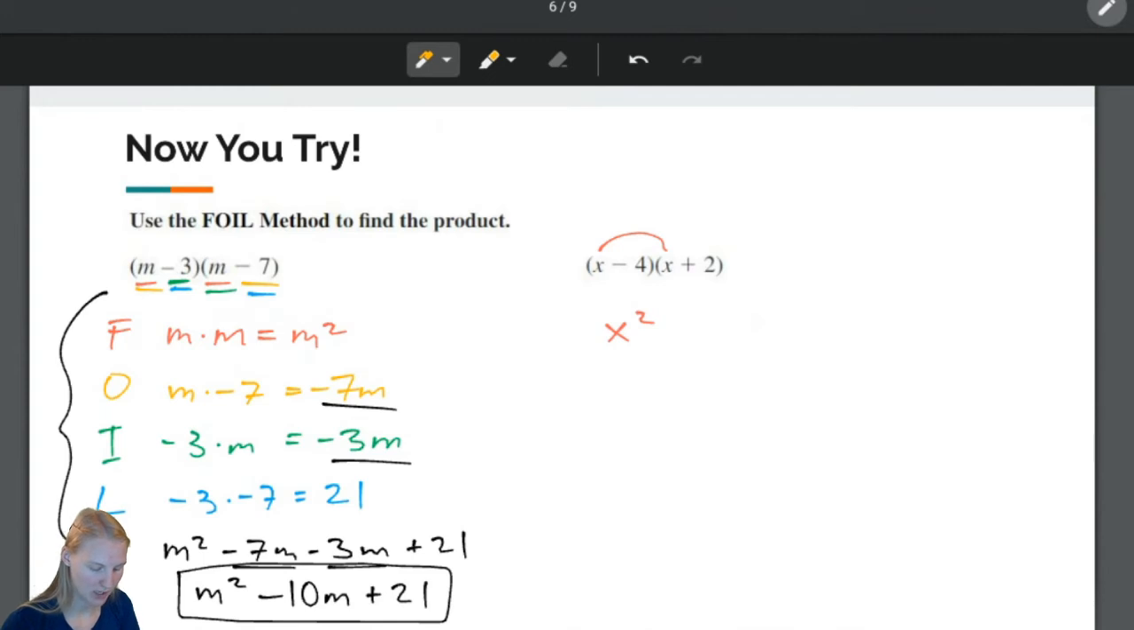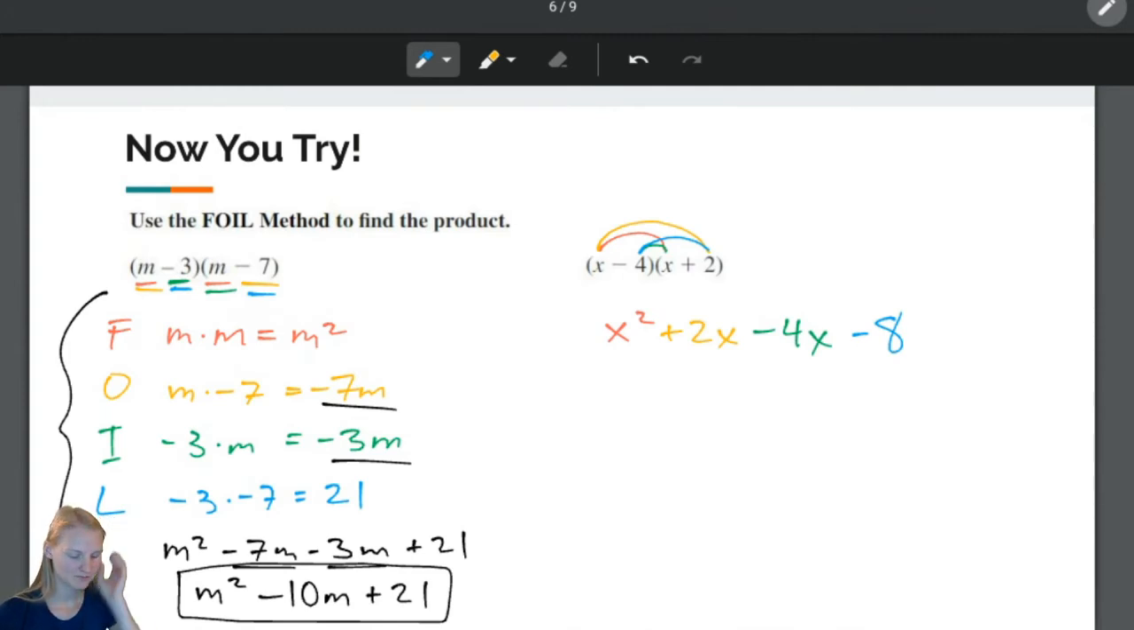Next, outside, I'm going to draw a rainbow to those two terms. x times 2 is 2x. Next, inside, negative 4 times x is negative 4x. And last, negative 4 times 2, which is negative 8.